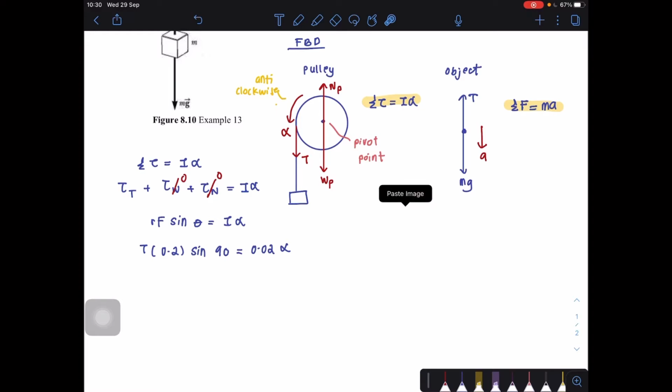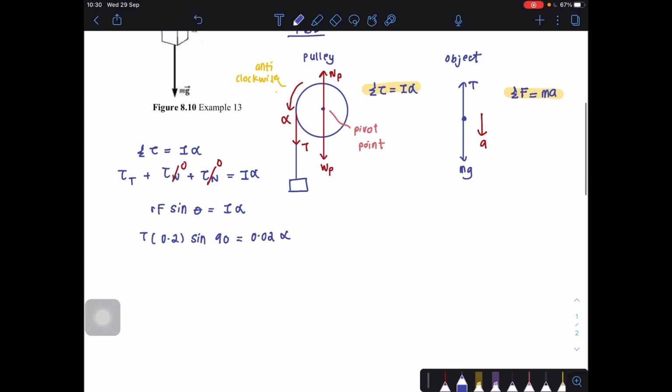Okay, so now kita selesaikan apa yang kita boleh selesaikan, which is dekat sini akan jadi 0.2 T. This one akan equal to 0.02 alpha. Okay, so we just leave it like this for now.